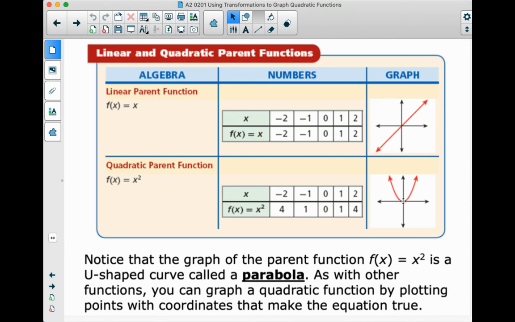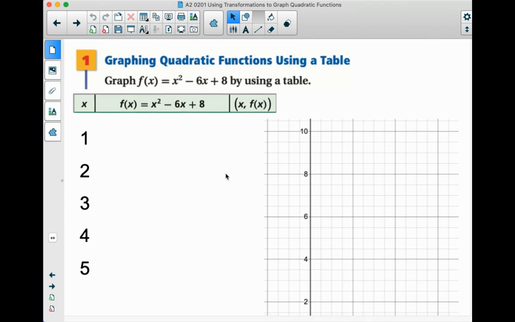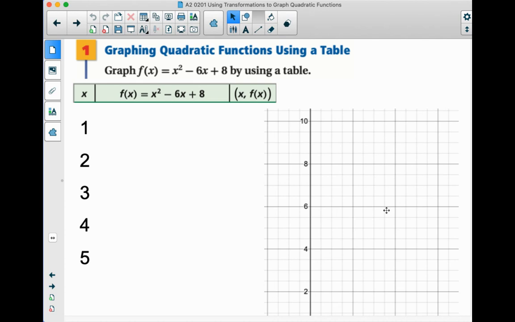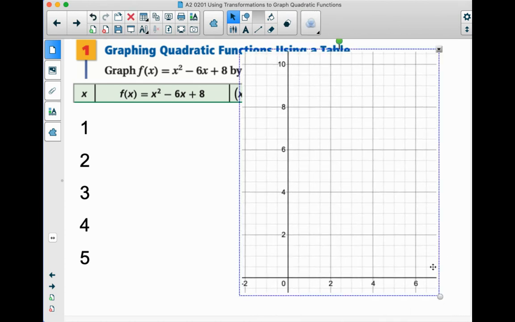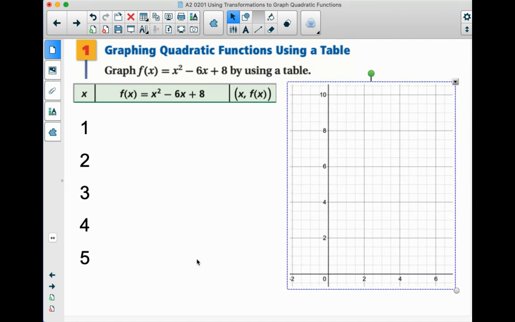If it's at the bottom, it's a minimum value, and if it's at the top, it's a maximum value. So we are going to graph a quadratic function using a table. Graph f of x equals x squared minus 6x plus 8 by using a table. So I set up a table here, and I have this graph ready to go. Let me make this smaller so it all shows up on one slide.